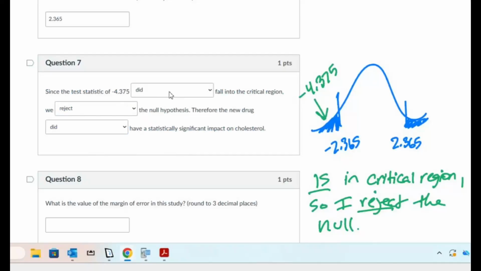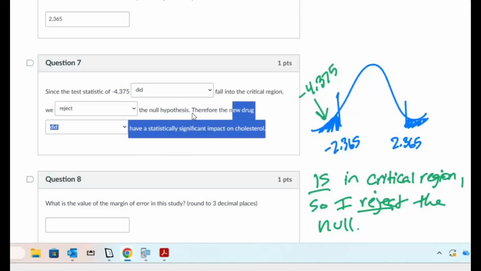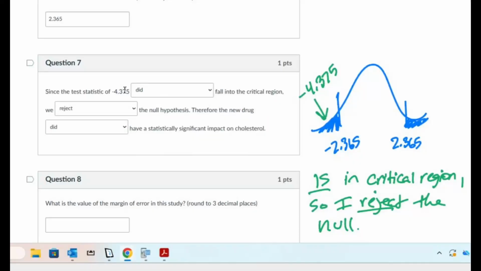You can always format it like this. You're just not always going to be talking about cholesterol drugs. But it will always be formatted: you did or did not fall into the critical region, so you reject or fail to reject the null hypothesis. Therefore, you did or did not find a statistically significant difference in your results.